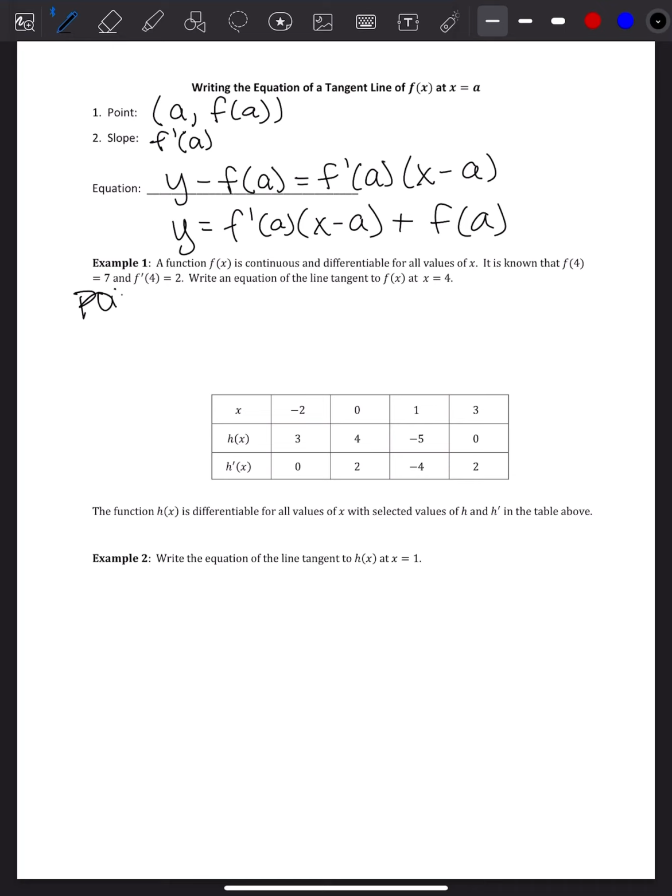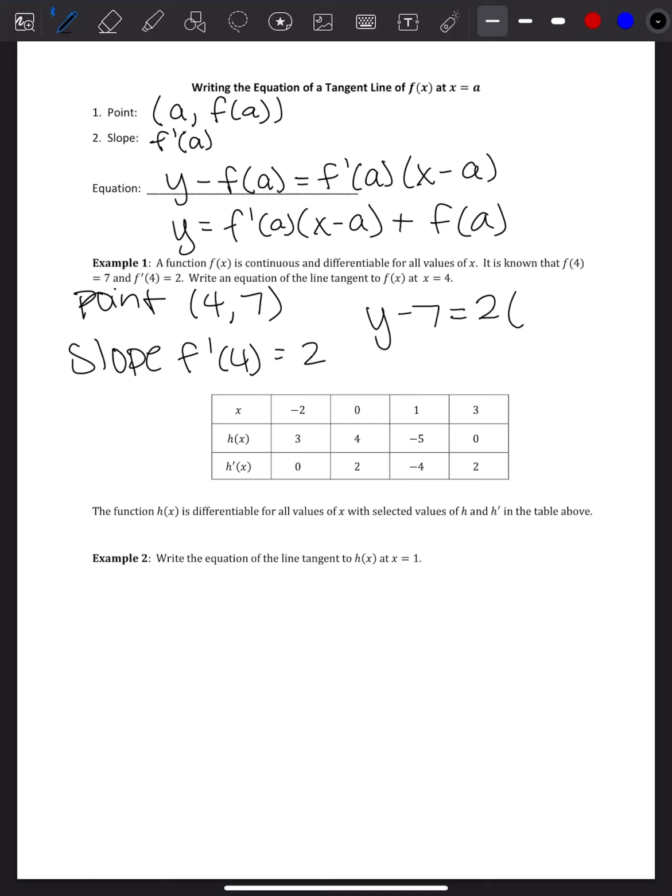In this problem here, a function f of x is continuous and differentiable for all values. We know that f of 4 is equal to 7 and f prime of 4 is equal to 2. So we want to write our equation at x equals 4. Our point, f of 4 equals 7: we have an x value of 4, a y value of 7. And our slope is our derivative, so f prime of 4 equals 2. So our slope is 2, which gives us y minus 7 is equal to 2 times x minus 4.